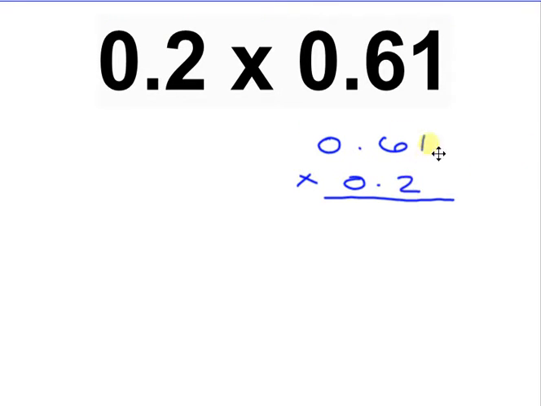Okay, so 2 times 1 is 2. 2 times 6 is 12. So I'm going to carry the 1 and put the 2 right here. 2 times 0 is 0 plus 1 is 1. Now I'm going to cross out the 2 because I'm done with it, and I'm going to put 0 as a placeholder right there. 0 times 1 is 0. 0 times 6 is 0. 0 times 0 is 0.